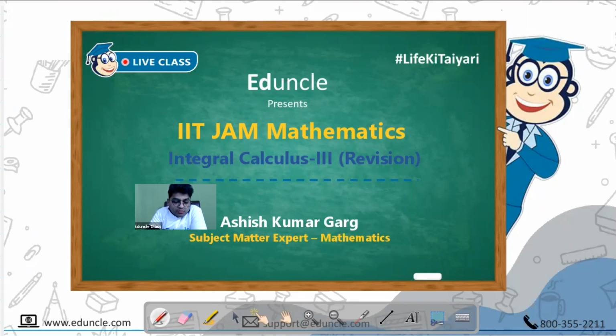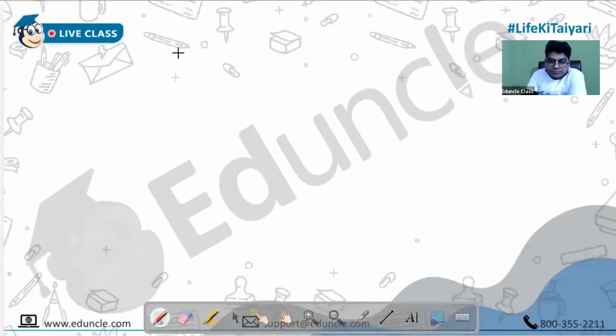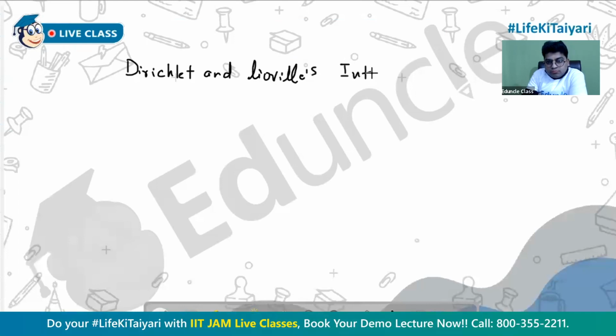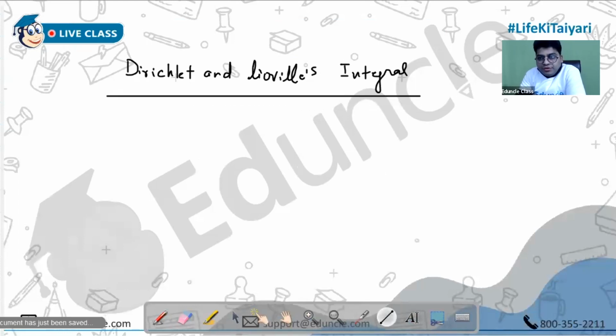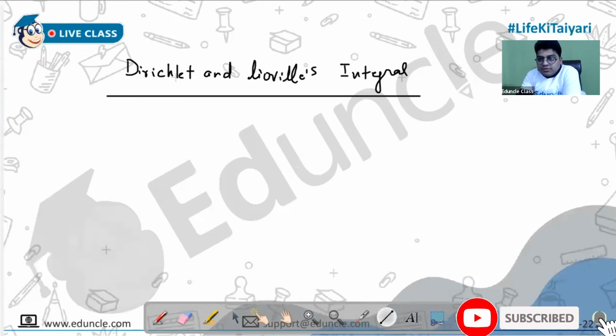And now Dirichlet and Liouville's problem. Dirichlet and Liouville's integral. Okay. What is Dirichlet and Liouville integral? Basically, this is a double and triple integral, and that is integration in n-dimensional Euclidean space also.